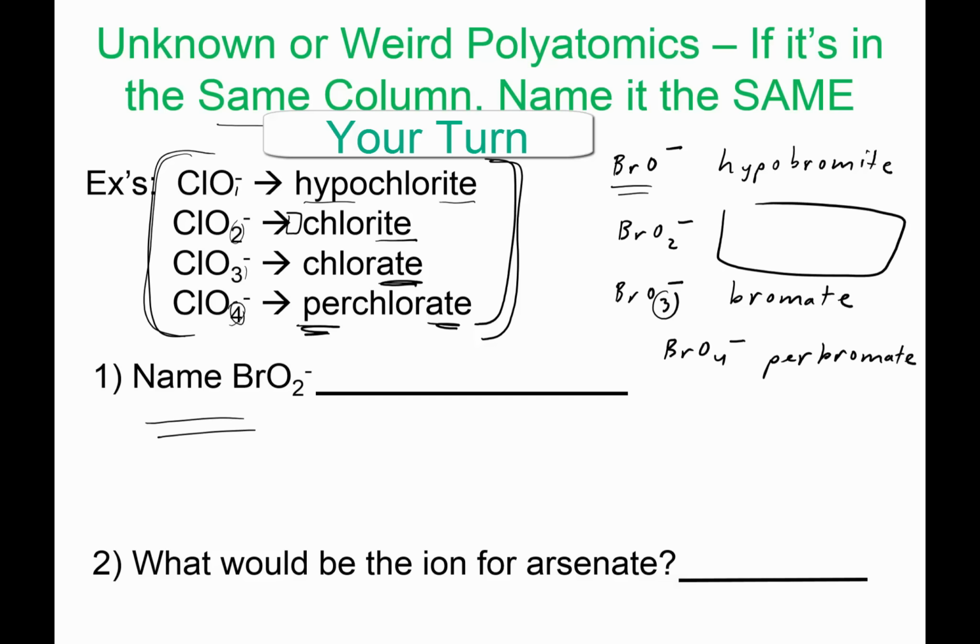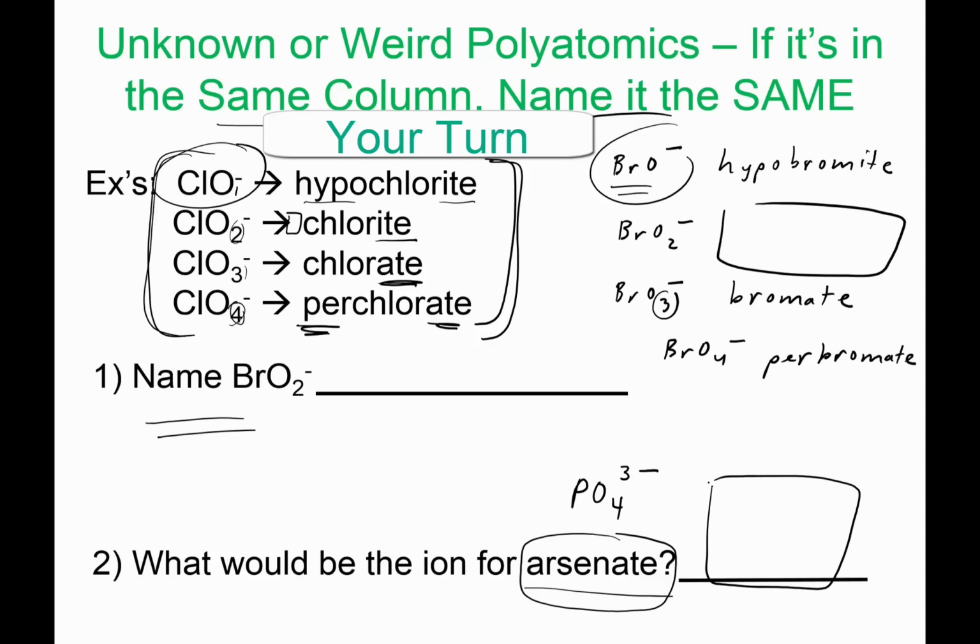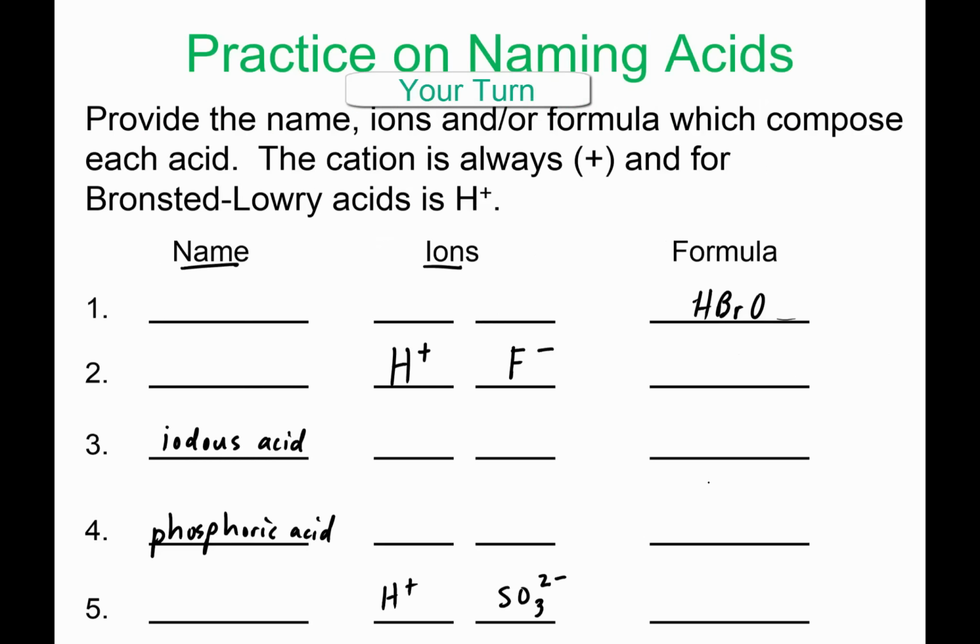So sometimes you can name stuff that you've never even seen before just based on what you have seen, and use the pattern. What would the ion be for arsenate? If you look at arsenate, arsenic is in the same column as phosphate, and phosphate is this. So sometimes you can name and write formulas for stuff that you've never seen just by seeing something similar that's in the same column. So see if you could write the ion here for this one. Okay, and then I'll check those for work tomorrow in class.